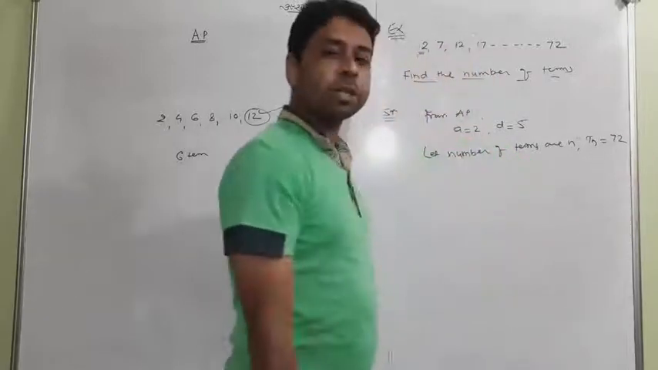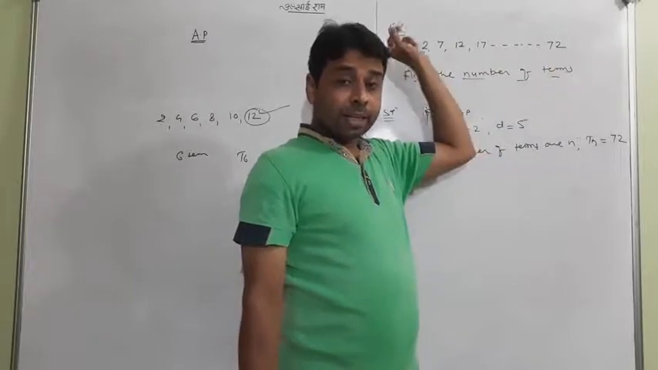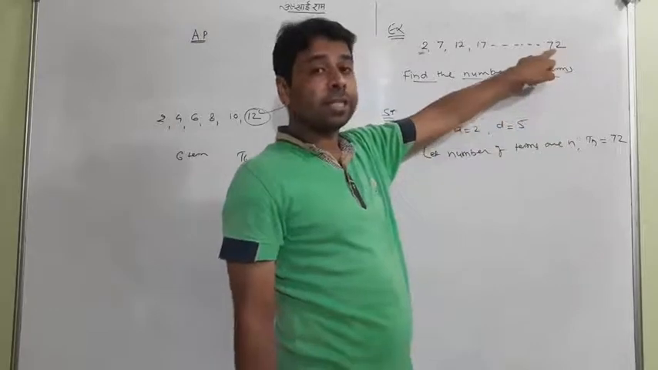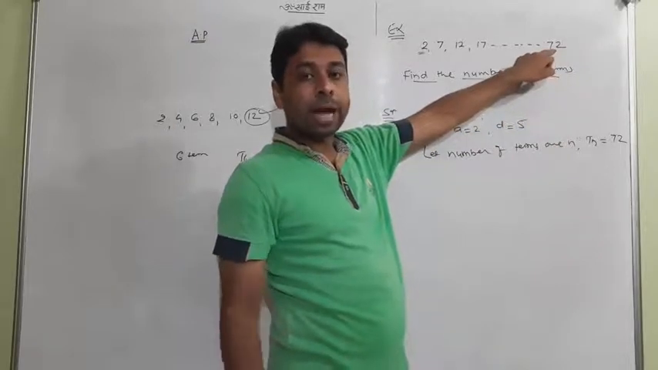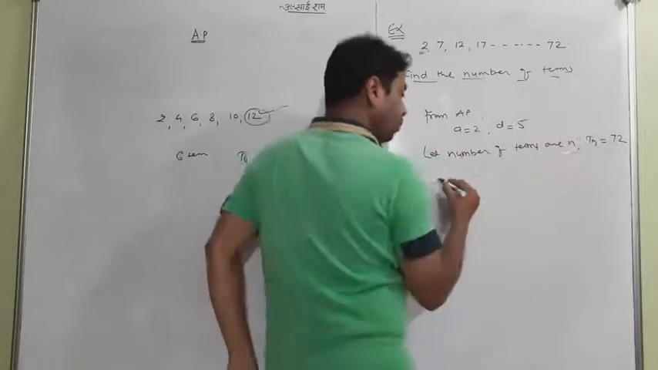You should understand, students, that we don't know how many terms there are. If we say the number of terms is n, this is none other than Tn, the nth term, the value of the nth term. Okay, look, now we have Tn. We use the formula.